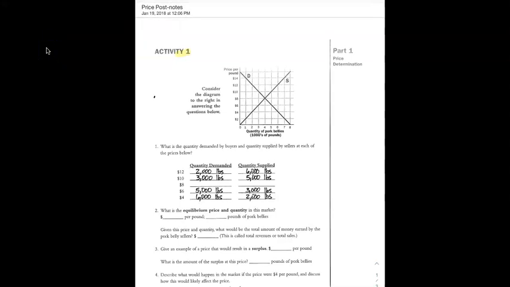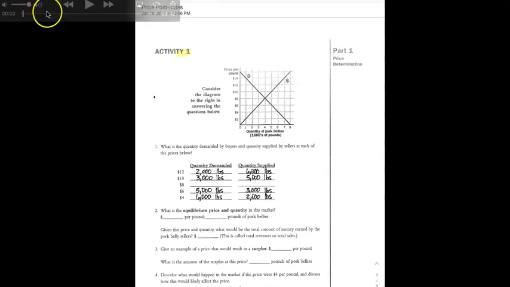Today we are going to look at using events that cause shifts in the market and analyze what we believe will happen to the market price and market quantity, also known as equilibrium. Think of these as puzzles where you have to figure out what happens. Let's start by looking at this sheet, Activity 1, that asks us to analyze price levels for a good and get reacquainted with equilibrium price and quantity.